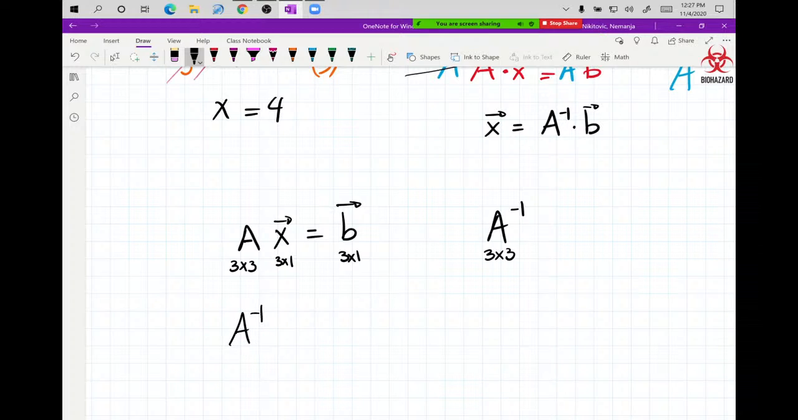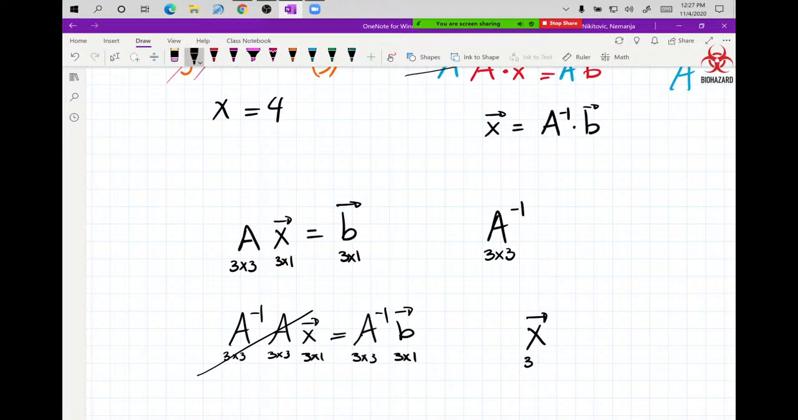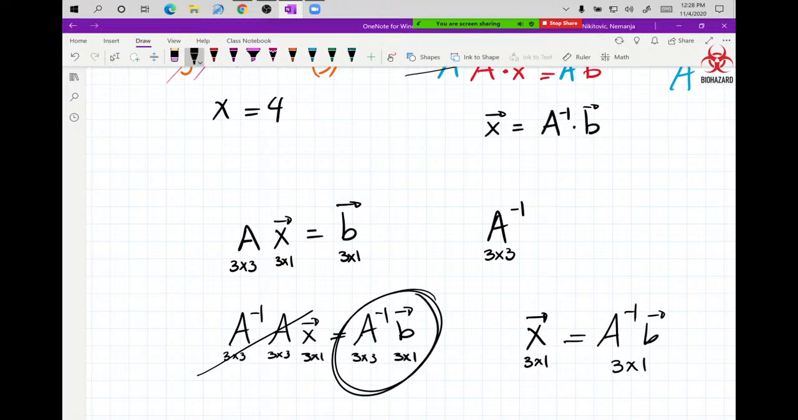So you will have A inverse times A times X is equal to A inverse times B. Now this is 3 by 3, this is 3 by 3, this is 3 by 1, this is 3 by 3, and this is 3 by 1. These cancel, and here is your solution set, which is 3 by 1, because you have one entry for x, one for y, one for z. And what kind of answer are we going to get out of this? We are going to get a 3 by 1 answer.